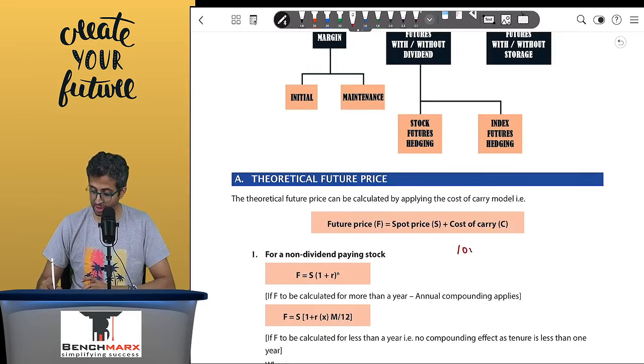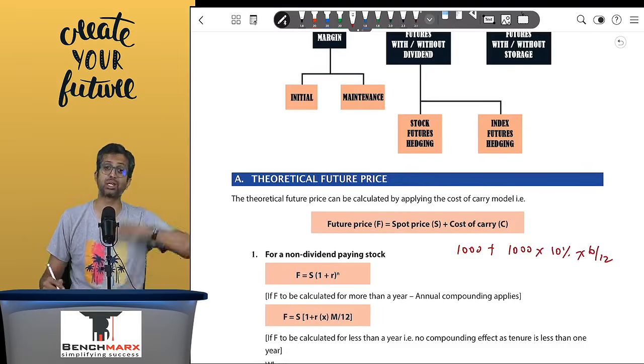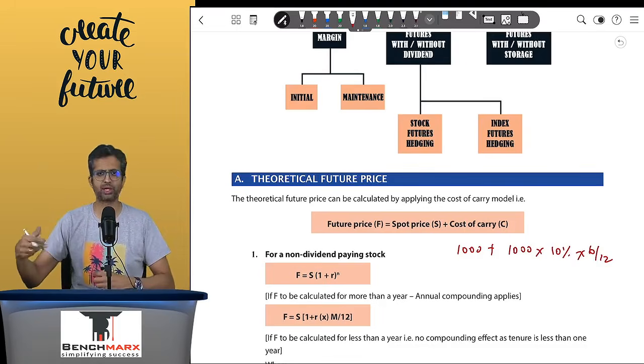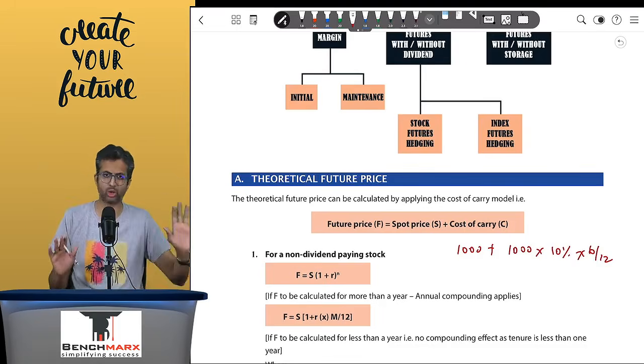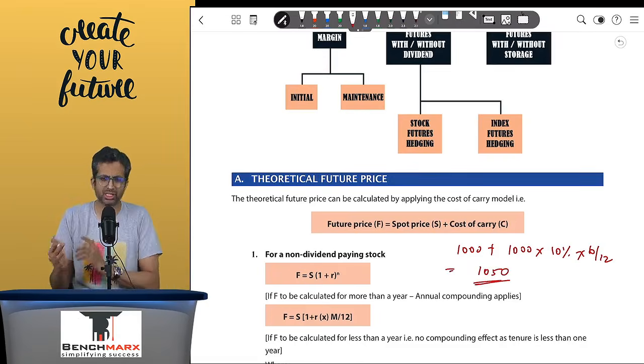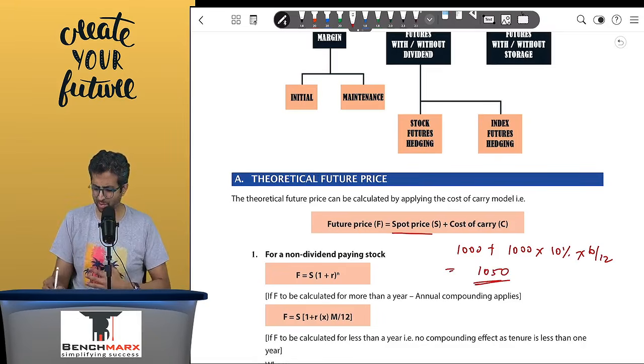So this is 1000 plus 1000 into 10% into 6 by 12. So there will be no compounding effects unless the question specifically tells you that compounding happens monthly, or compounding happens at monthly rest, etc., or quarterly. We will not take that, and hence this will probably come to 1050 over here. So the workings are very easy. Futures price is a spot price plus the cost of carry.